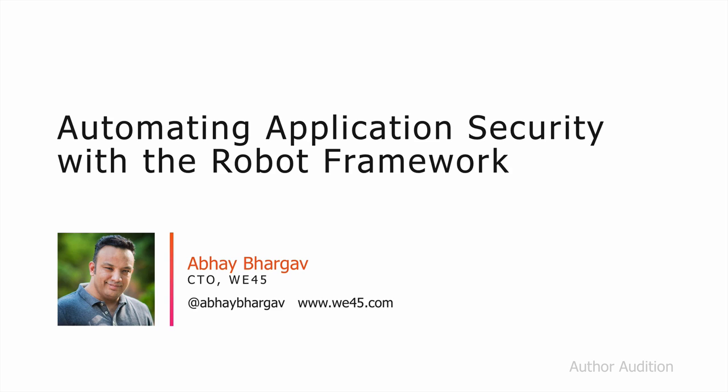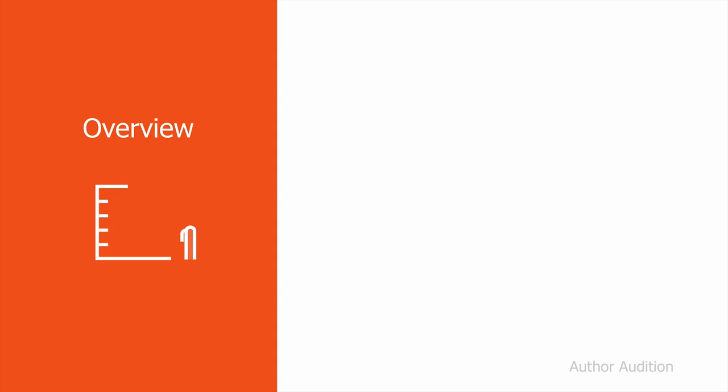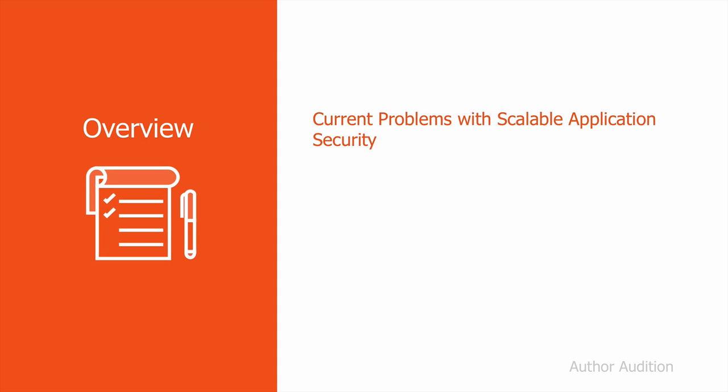Now, I'm sure all of you are wondering why automation, and why are we so concerned about security automation. So, I'm going to start off with a little bit of a preamble. I'm going to talk about what the current problems with application security are. What are the major burning issues in the world of security? And then I'm going to talk about how we can automate some of this.